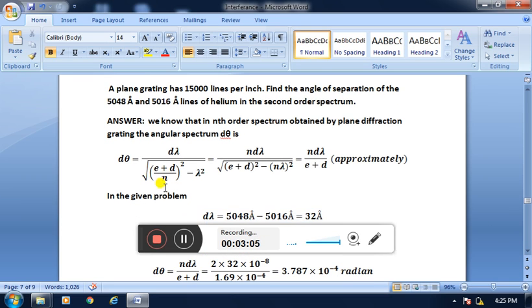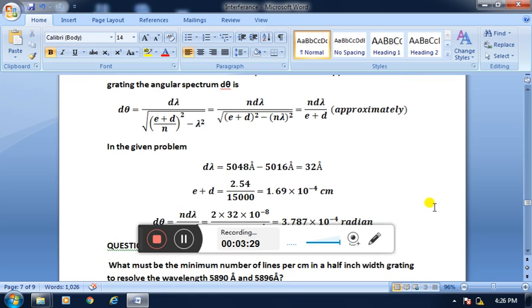Dear student, we know for second order spectra the angular separation d theta is obtained as d lambda upon the square root of ((e plus d) upon n) whole square minus lambda square. Taking LCM n square, it becomes (e plus d) whole square minus (n lambda) whole square. Then it becomes n d lambda upon e plus d approximately. We know d lambda is the difference between two wavelengths, so it becomes 32 Armstrong, lambda 2 minus lambda 1. e plus d is the grating element. Now we calculate in centimeter: 2.54 upon 15,000. Then it becomes 1.69 into 10 power minus 4 centimeter, which is the grating element.